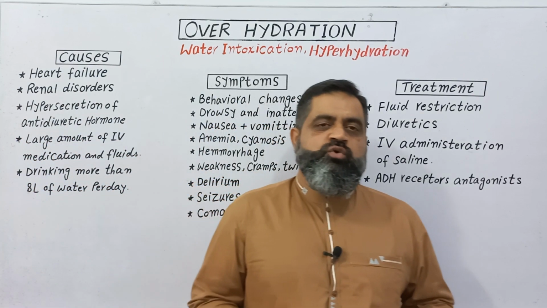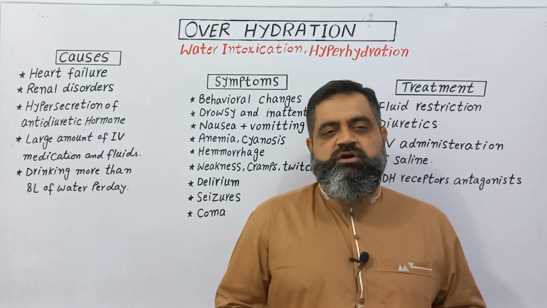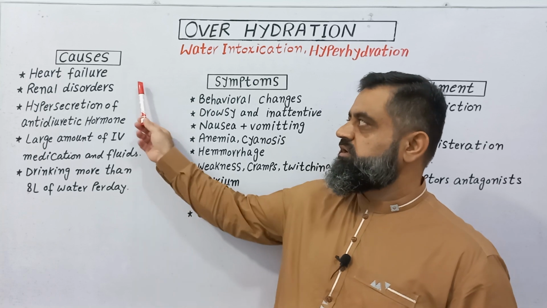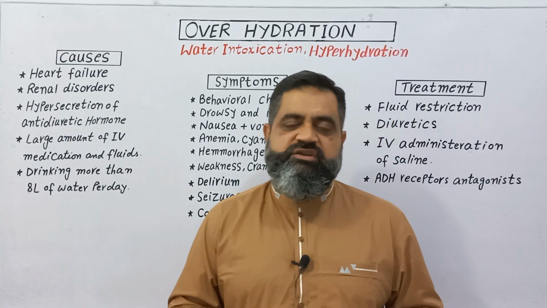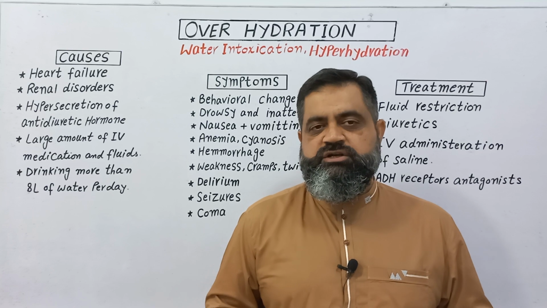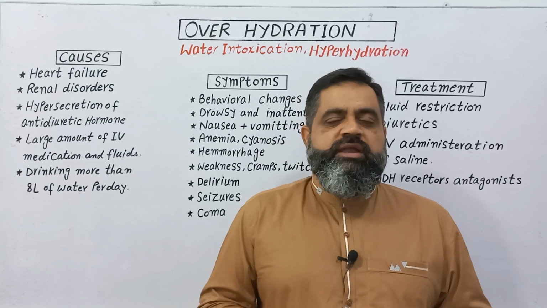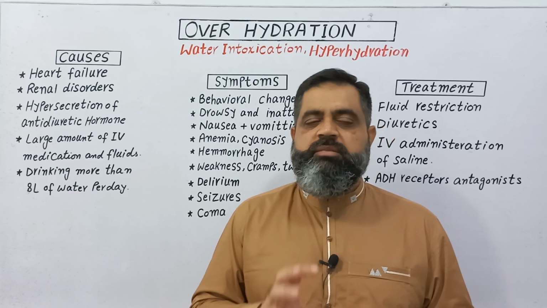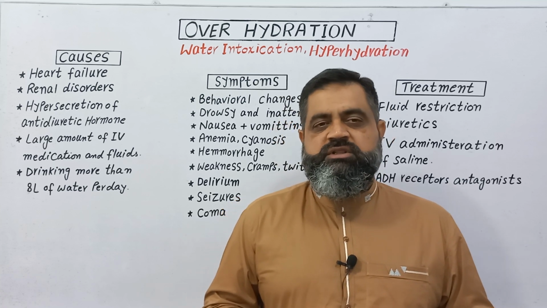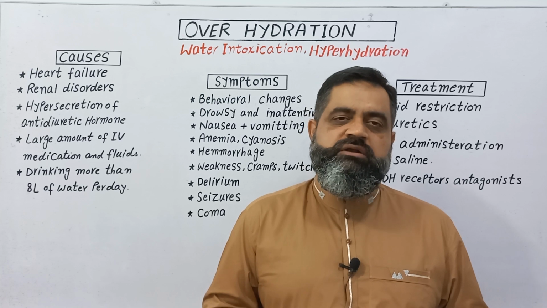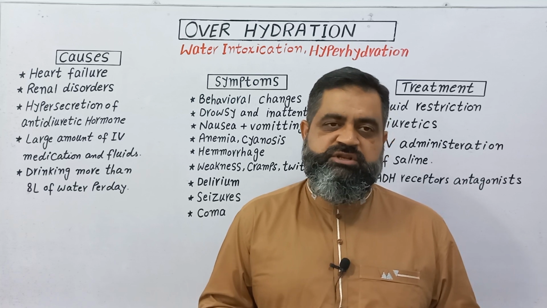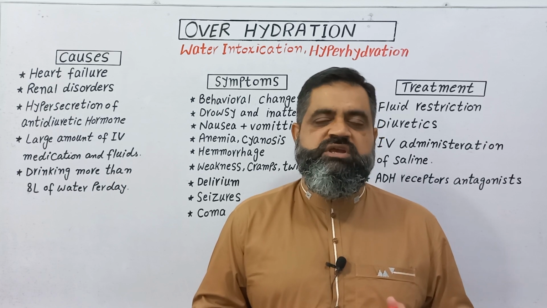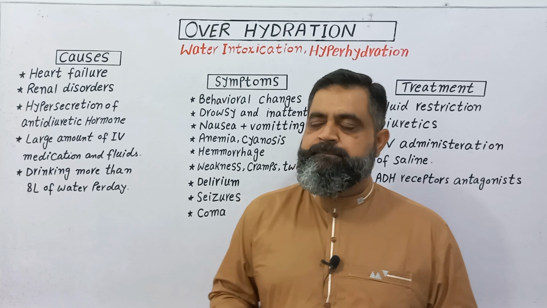So first of all, we are going to discuss some causes of water poisoning. The major cause of water poisoning is heart failure or cardiac failure. Due to certain medical conditions, our heart cannot pump the blood properly inside our body. So when the blood is not properly pumped, less blood reaches the kidney where filtration takes place. As a result, the water content or fluid content of the body increases significantly, causing water poisoning.